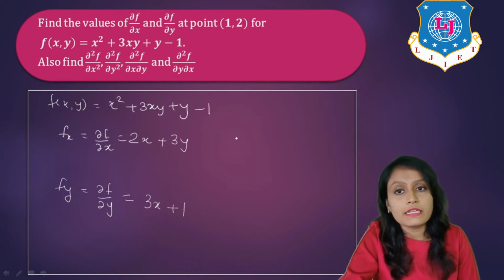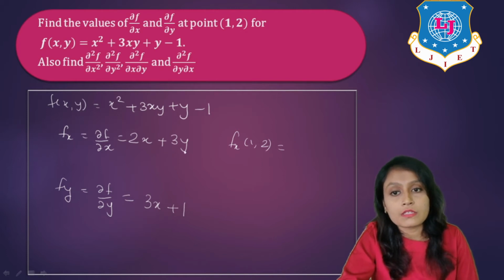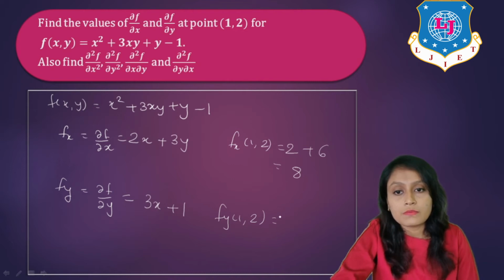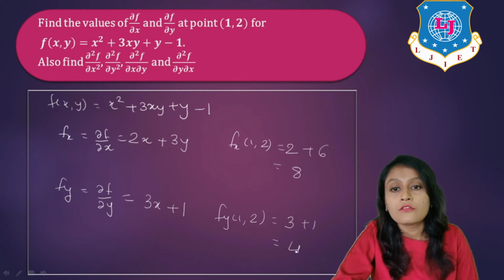Now we have to find at this particular point 1, 2. So fx at 1, 2. So in place of x write down 1, and in place of y 2. Okay, so here you will get 2 plus 6, right? So answer is 8. Again, fy at 1, 2. So again in place of x we have to write 1. Here we don't have y, so just substitute in place of x 1. So here you will get 3 plus 1, that is 4.